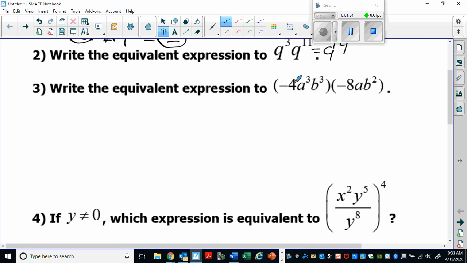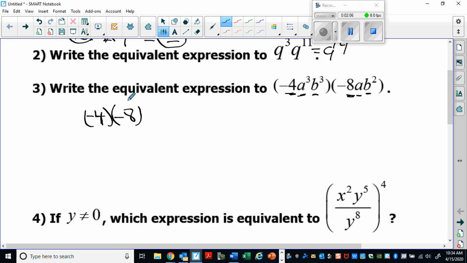All right, here we're just going to multiply the like terms. So 4 is like to negative 8, and a to the third power, you can multiply with a, and then b to the third power, you can multiply with b to the second power. A couple of things we have to remember. When we see the parentheses with no sign in between, there's no plus, there's no minus, we know there's multiplication. You can only change the numbers when you multiply it by another number.